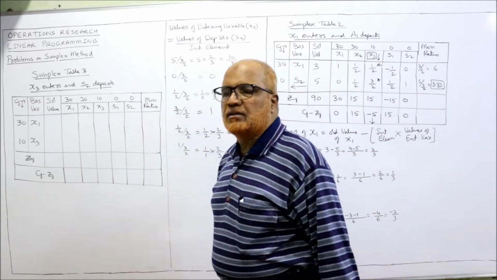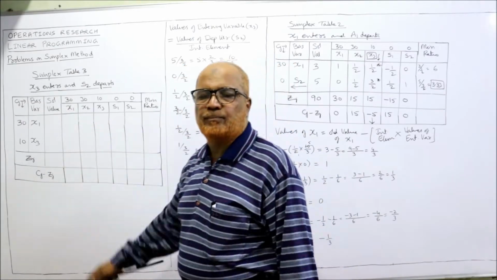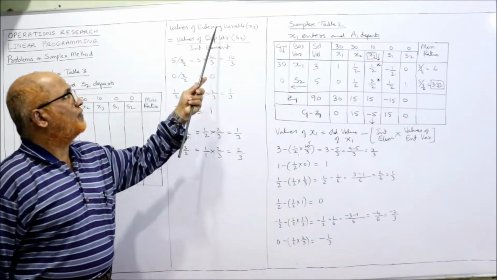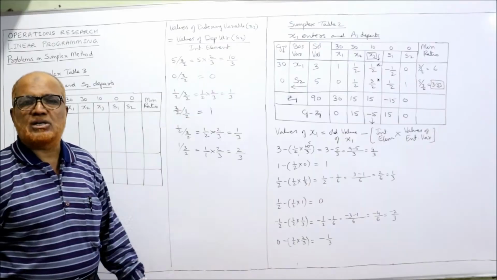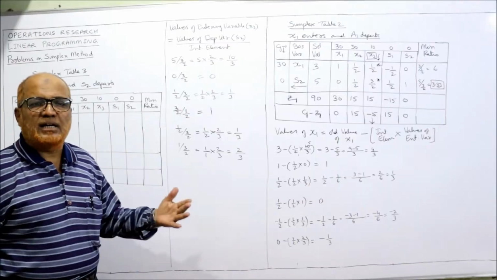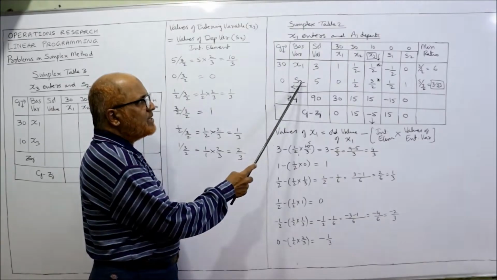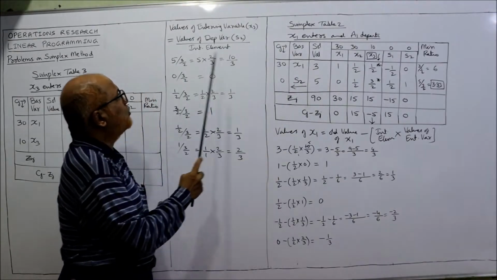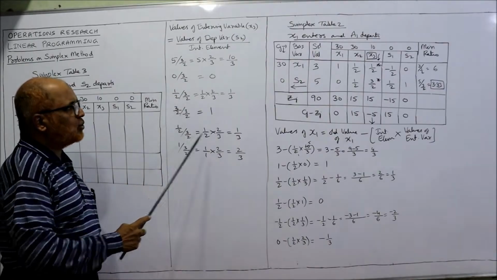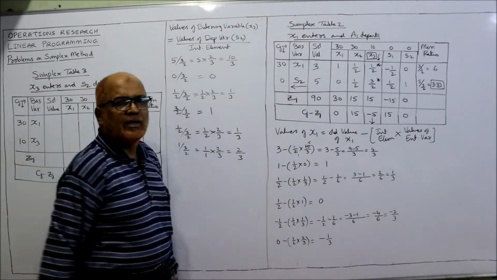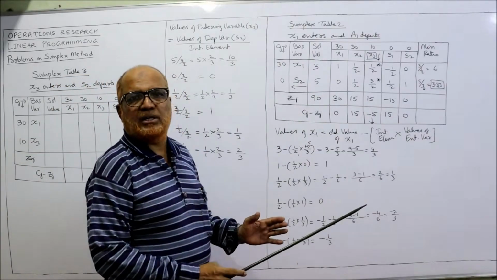First of all, we need the values of the entering variable. Here the entering variable is X3. So how do we find the values of the entering variable? Values of the departing variable divided by the intersectional element. Which is the departing variable? S2 is departing. What are the values of S2? 5, 0, 1/2, 3/2, 1/2, 1. So we take the values of the departing variable divided by the intersectional element.